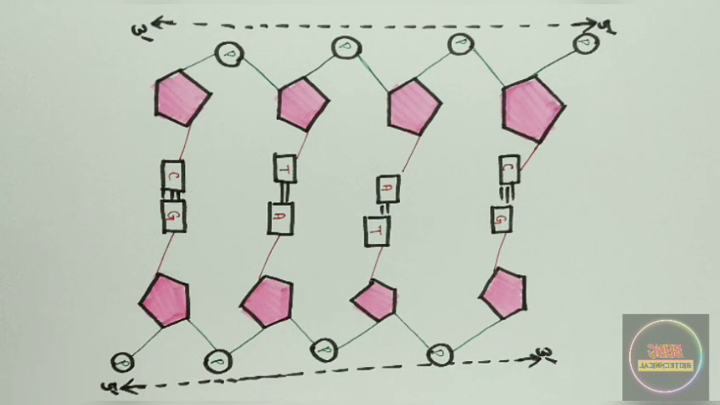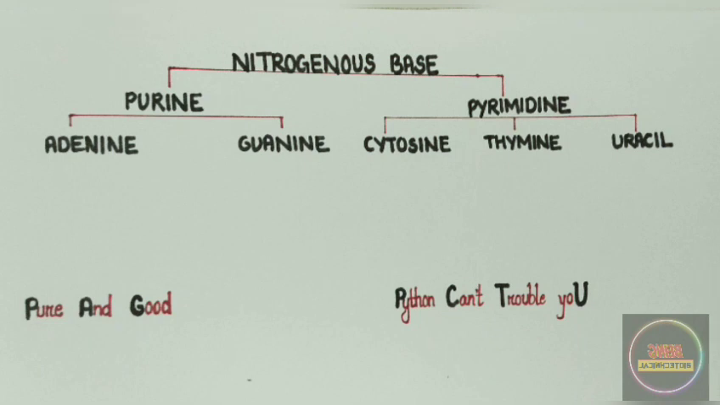We have already discussed that nitrogenous bases are of two types, purine and pyrimidine. The purine will always be attached to the pyrimidine in a polynucleotide chain. So for your better understanding, look at this figure. Purine and pyrimidine are both the components of nitrogenous bases.